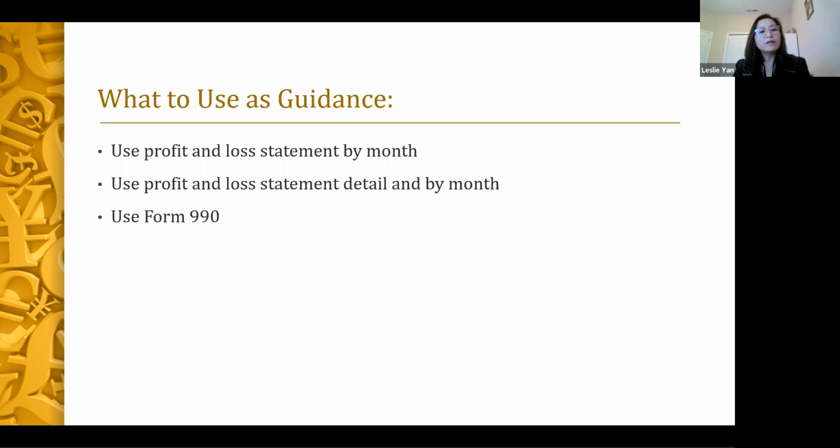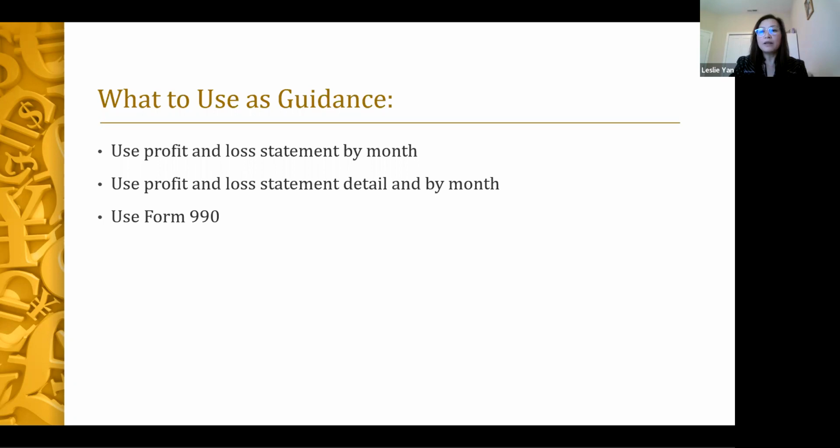Some newer organizations might not have profit and loss statements. But you can use the prior year's Form 990. The Form 990 is structured with a column for program expenses, a column for fundraising expenses, and also a column for general admin. This is the structure that, when you run the profit and loss statement by individual month by program, will give you all those detailed informations.